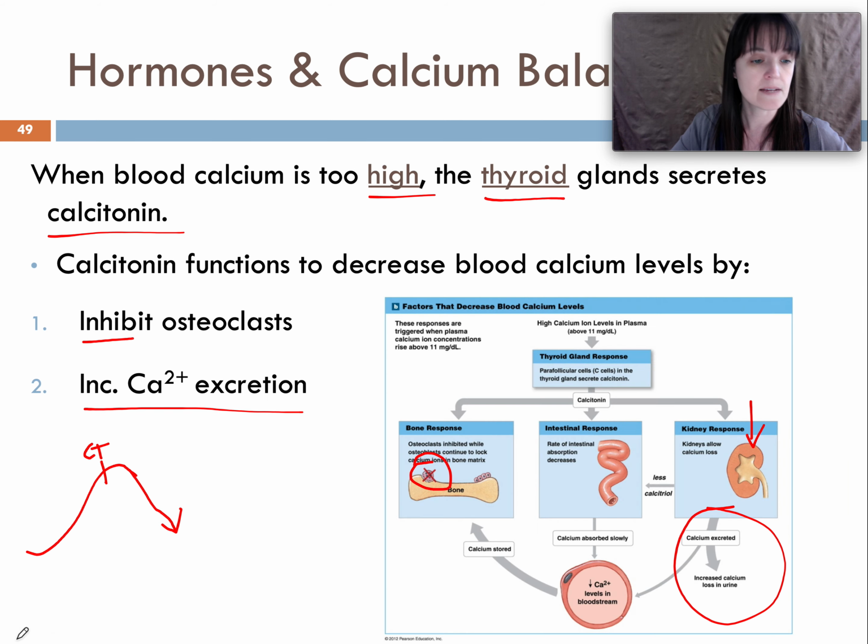And again, this can be asked from either question. What hormone is released when the blood calcium is too high? Calcitonin. Or what organ releases a hormone when the blood calcium is too high? The thyroid gland. And then what is the response of calcitonin? What does calcitonin do? It lowers blood calcium.